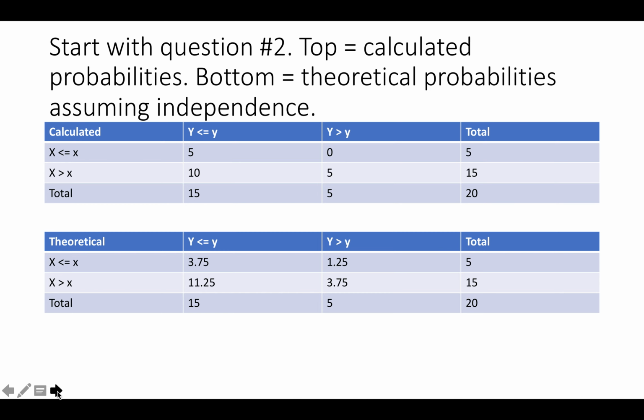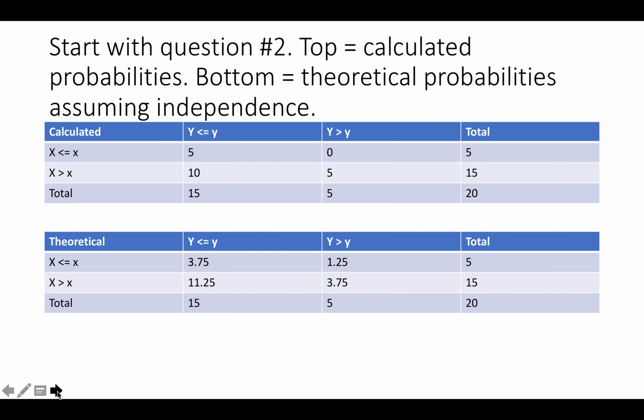So just going to start with question number 2, and then we can use this count table actually to work on question number 1. So on top are the calculated probabilities, and the bottom are the theoretical probabilities assuming independence. So here we have 20 observations. By definition, you're going to have 5 observations less than the first quartile, and also 5 observations greater than the third quartile.